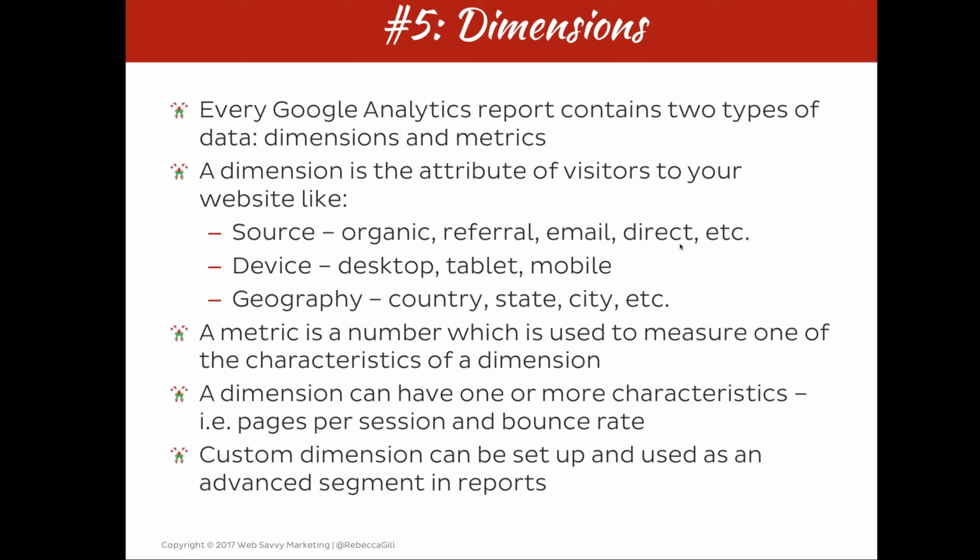A metric is a number which is used to measure one of the characteristics of a dimension. So a dimension can have one or more characteristics like pages per session or bounce rate. And then when you start to combine this data together, you can start to see things like how many bounces do we have on the homepage on desktop versus mobile, because you're starting to get more complex with this information. You can take that one step further with the dimensions to say, okay, I know the bounce rate from desktop to mobile. Now I want to see it by source.